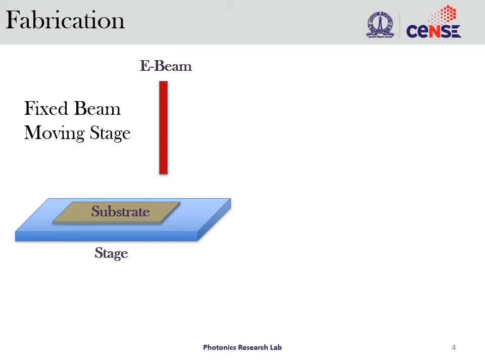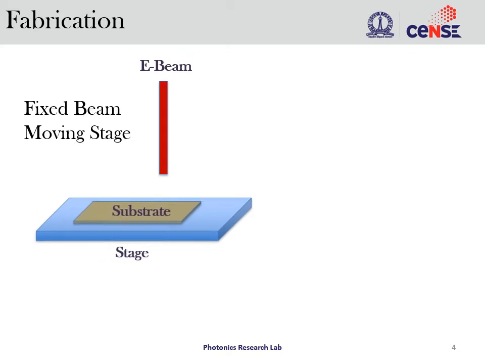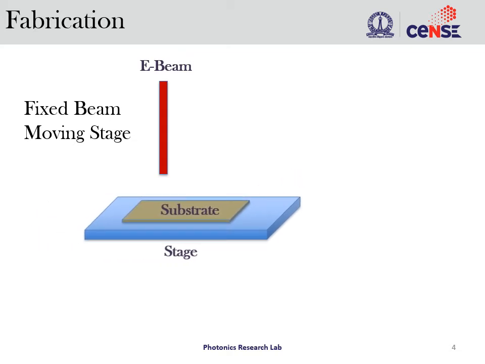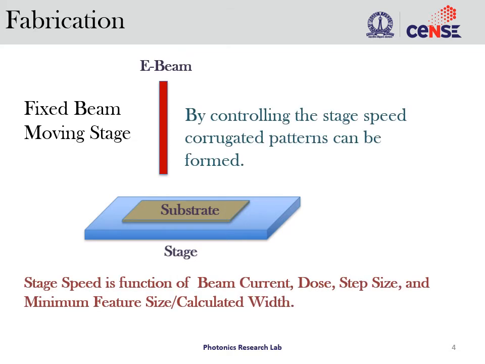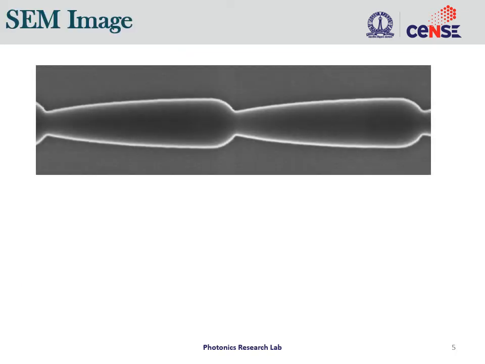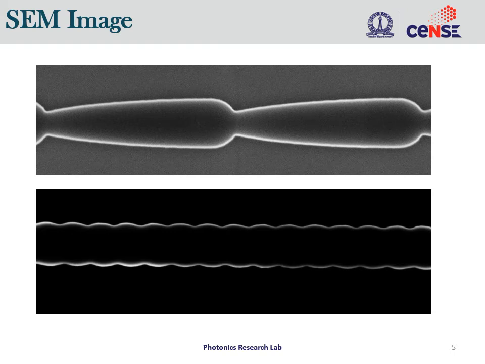So in a fixed beam moving stage, the E-beam is fixed and we are moving the stage. By controlling the speed of the stage, we can control the corrugation in the waveguide. And stage speed is a function of dose, beam current, step size and calculated width. So these two are the SEM images of our fabricated devices, and we can see by controlling the stage speed, we can essentially control their shape and their period and size.